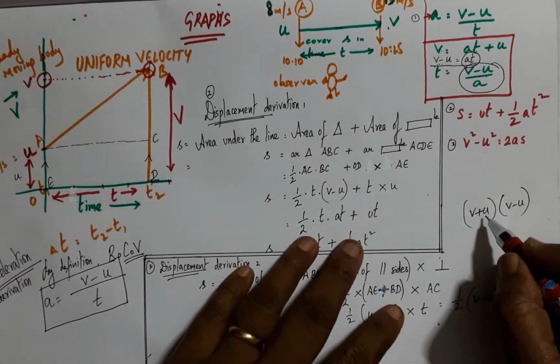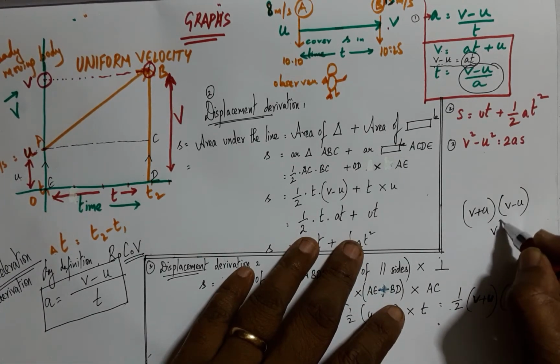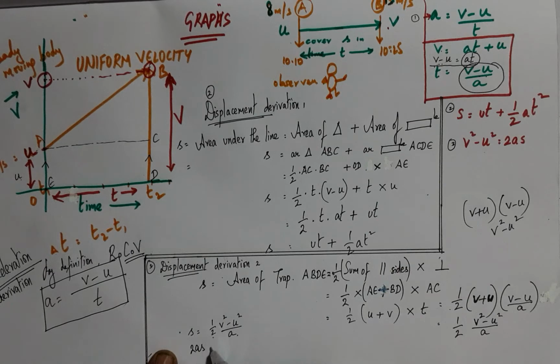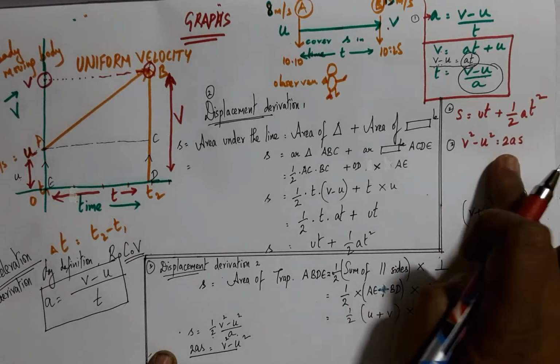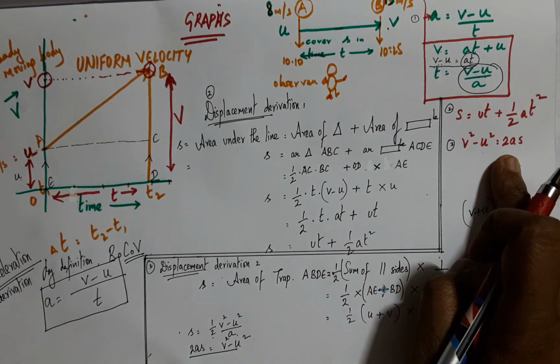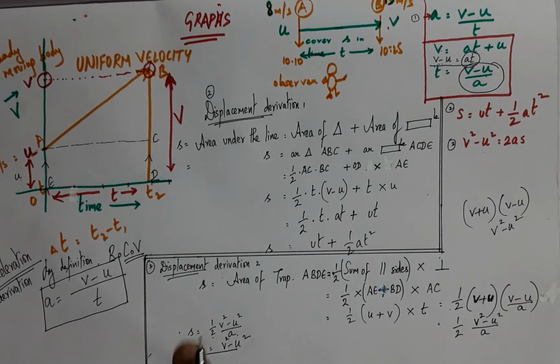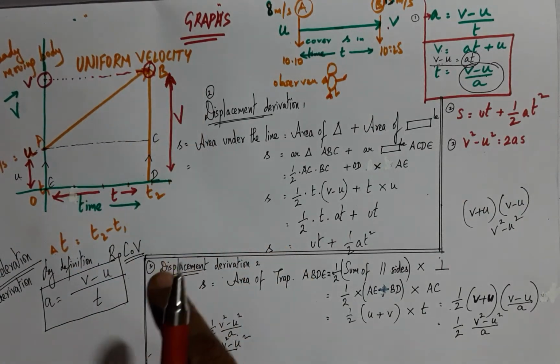Applying our identity (A plus B) into (A minus B), and taking this 2a to the LHS, I have 2as is equal to V square minus U square, and this is the third and final equation derived from the velocity time graph for uniform motion.